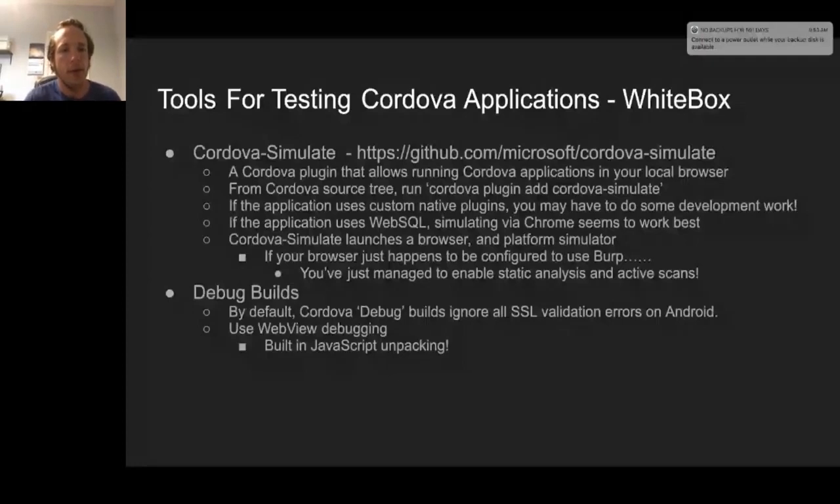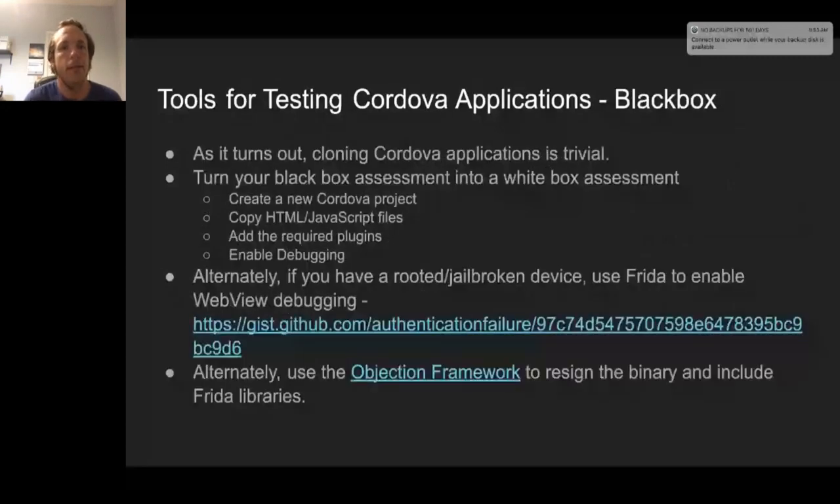So you might be asking, well, what if my client doesn't want to provide me with the source code and I can't do a debug build? Well, there's some tricks you can do. As it turns out, these applications are mostly HTML and JavaScript. So cloning them turns out is quite trivial. Turn your Blackbox assessment into a WhiteBox assessment.